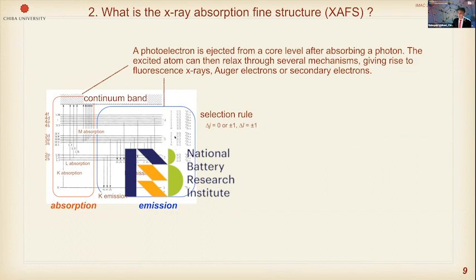I explained that fluorescence X-rays are applied for EXAFS measurement in some cases. However, that is related to the X-ray absorption. So in some cases, fluorescence X-ray is one of the key measures of absorption spectroscopy. So in some cases, fluorescence X-ray is applied for the X-ray absorption fine structure.